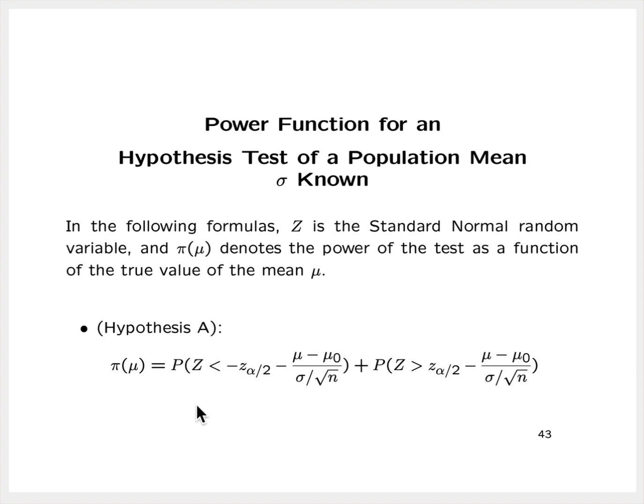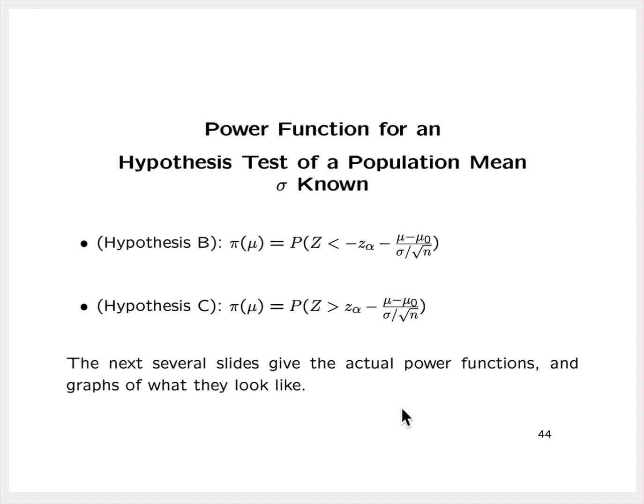And so the power function, if we have a two-tailed test, the power that the test has at a particular value mu is going to be given by this sum of two probabilities. If we are performing a left-tailed test, then the power that the test has will be given by this probability. And if we have a right-tailed test, then the power function is given by this probabilistic statement.